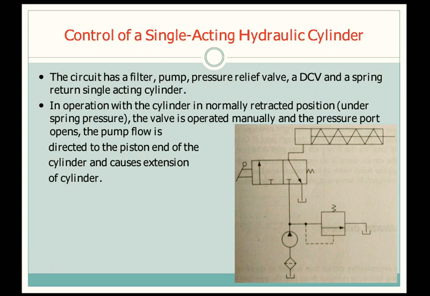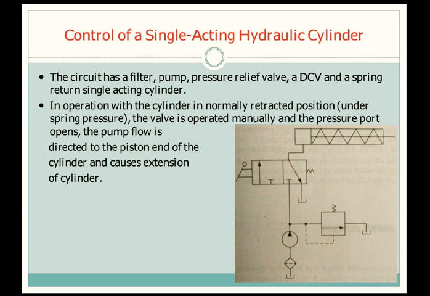In operation, with the cylinder in the normally retracted position under spring pressure, the valve is operated manually and the pressure port opens. The pump flow is directed to the piston end of the cylinder and causes extension of the cylinder. So as you can see, during the forward stroke the oil pressurizes, and the retraction takes place by the spring force, as I earlier told.